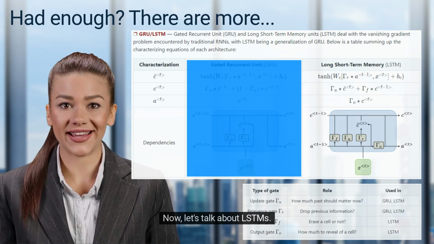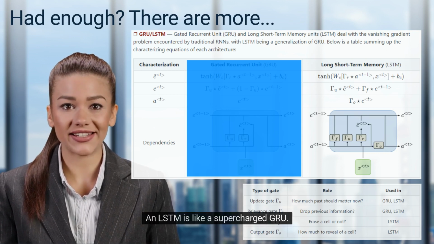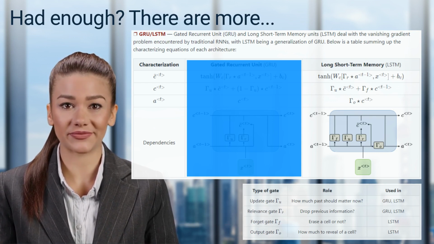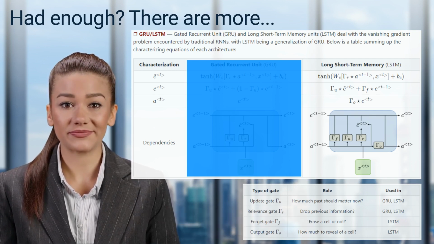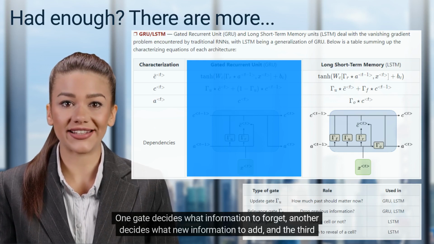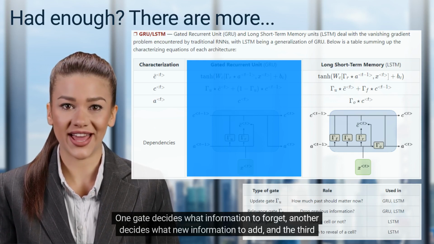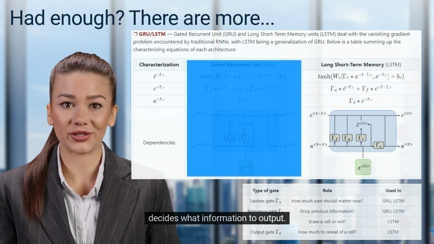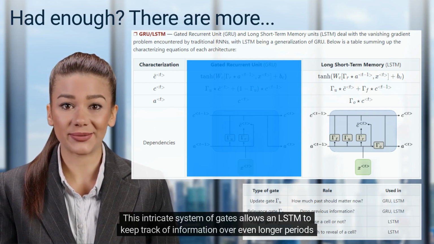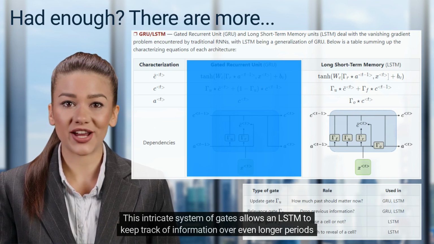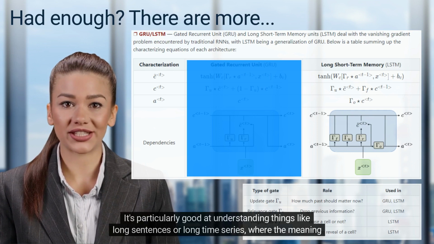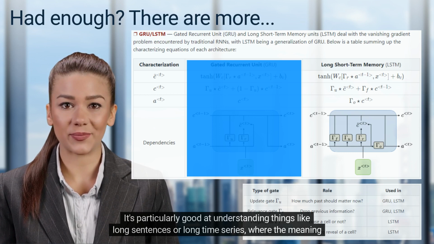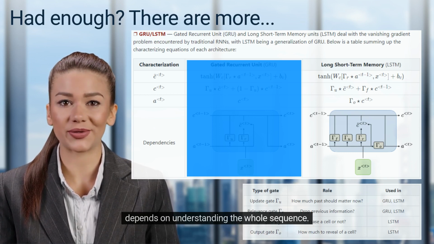Now, let's talk about LSTMs. An LSTM is like a supercharged GRU. It has not one, not two, but three gates, each with a specific job. One gate decides what information to forget, another decides what new information to add, and the third decides what information to output. This intricate system of gates allows an LSTM to keep track of information over even longer periods of time than a GRU. It's particularly good at understanding things like long sentences or long time series, where the meaning depends on understanding the whole sequence.